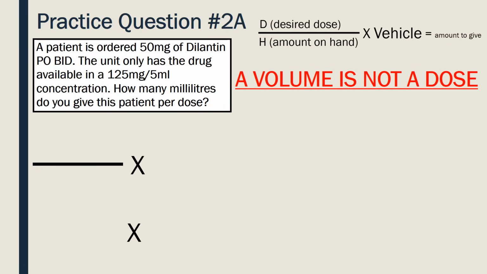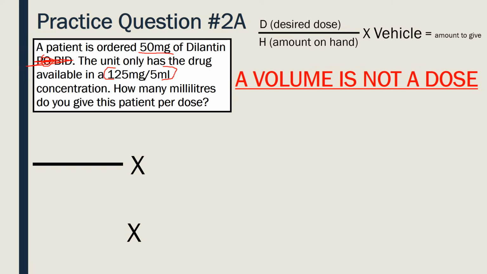A patient is ordered 50 milligrams of Dilantin, PO/BID. And again, the PO/BID is not really relevant to the medication calculation at this point. It's just telling you how you're going to be giving it and how often you're going to be giving this dose. So the unit only has the drug available in 125 milligram per 5 milliliter concentration. So obviously this is a liquid that you're going to be giving a patient by mouth, because it's a PO/BID. So PO means by mouth. This is what the question is saying.